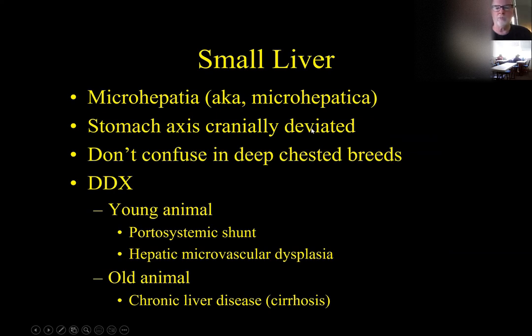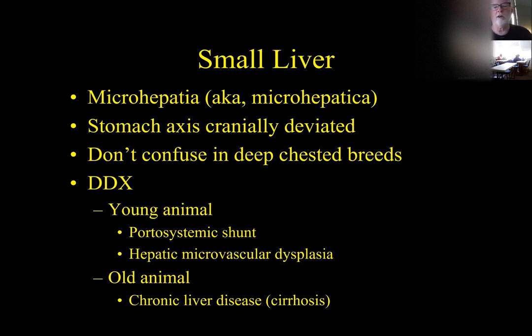The stomach axis is probably cranially deviated. Some of the dogs are deep chested. They have really deep chested conformation like Great Danes and Dobermans and even miniature pinchers, a miniature Doberman, right? So they have deep chests. You know, Great Danes, Greyhounds would be another one. Golden Retrievers is another one.